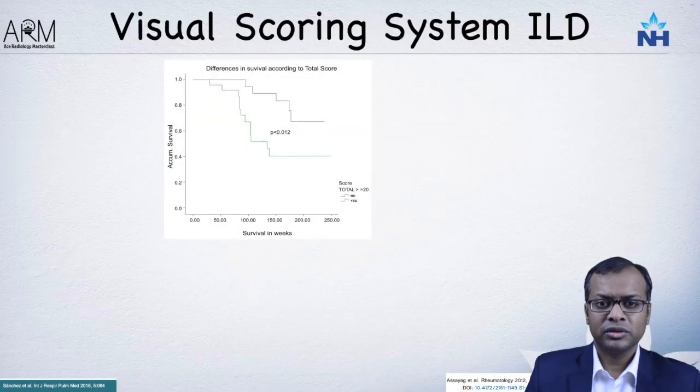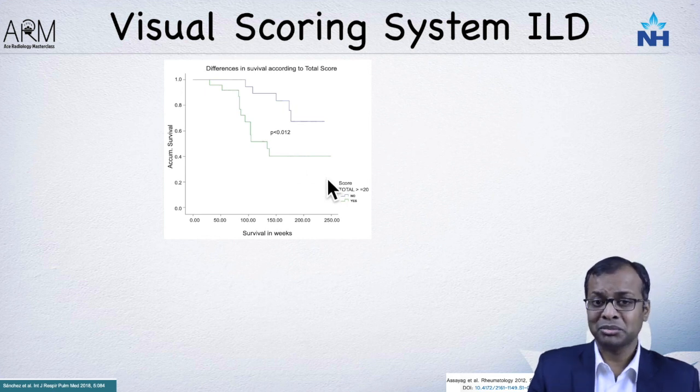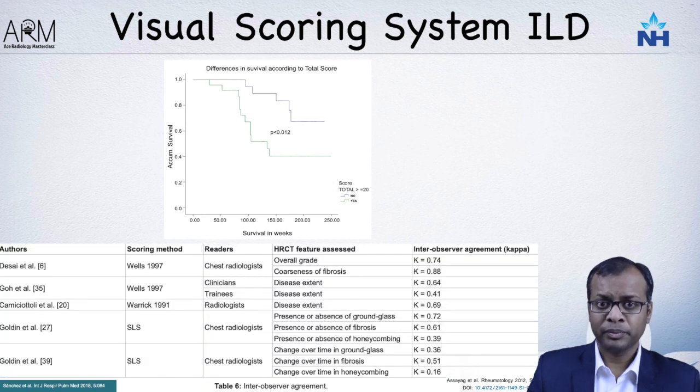The use of this fibrosis score is that it is very clearly demonstrated that people who have a higher fibrosis score, depending on which method you use, there is a cutoff, but anybody with a high fibrosis score has a poor outcome. The survival outcome, the DLCO outcome, everything matches very well with the fibrosis score.